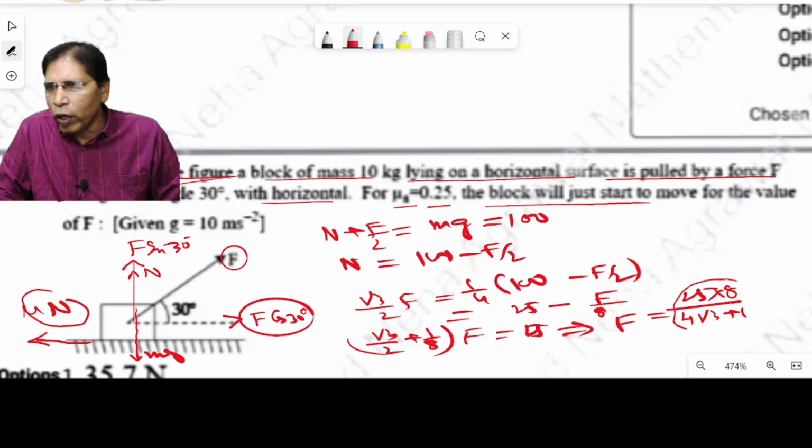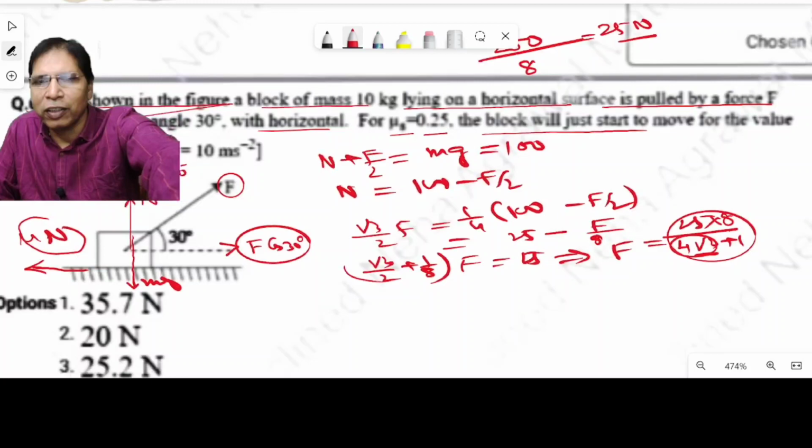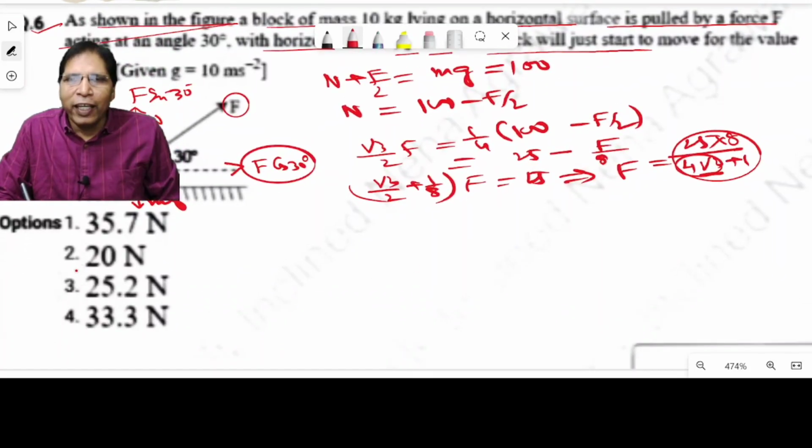Now what is the value of this? 25 into 8 is 200. The denominator is almost 7 plus 1, which is 8. So it is almost 25 Newton. Now look at the options. Here 25.2 Newton is the answer.